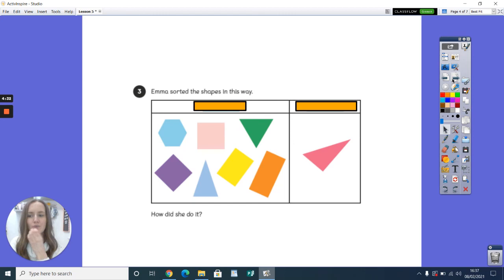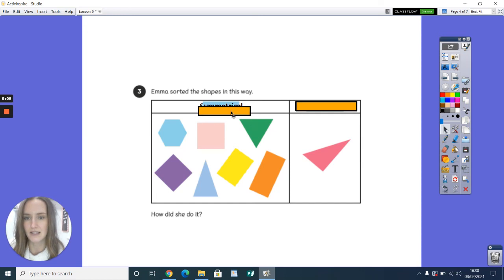Thinking about what else we've done with shapes the past few days, how has Emma sorted these shapes? So we've done the sides already. We've done vertices already. Thinking about what we've been doing recently, how are these shapes sorted? Because I've got a triangle here and a triangle here, but then one over here. I'm confused. You need to pause the video and work with your adult to work out how these shapes have been sorted. Right, and then let's find out how they've been sorted.